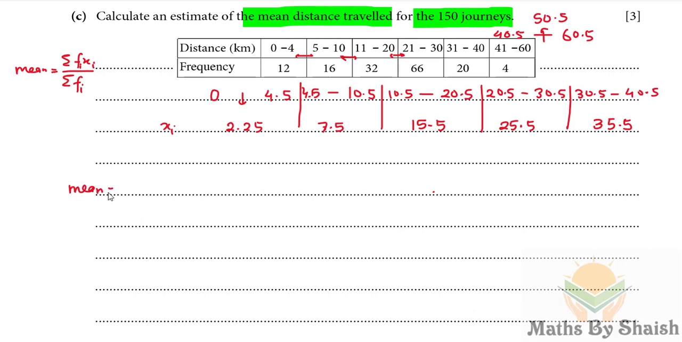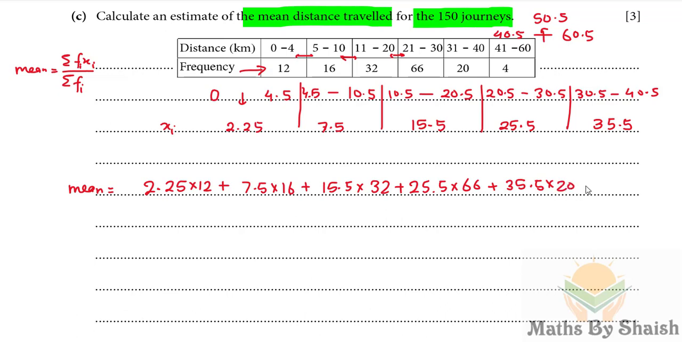So mean is going to be product of this with the frequency, and frequency is given here, so 2.25 into 12 plus 7.5 into 16 plus 15.5 into corresponding frequency, it is 32, plus 25.5 into 66 plus 35.5 into 20, and the last 50.5 into its corresponding frequency, it is 4.